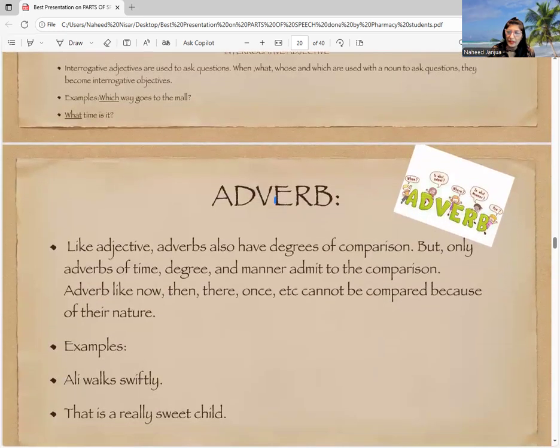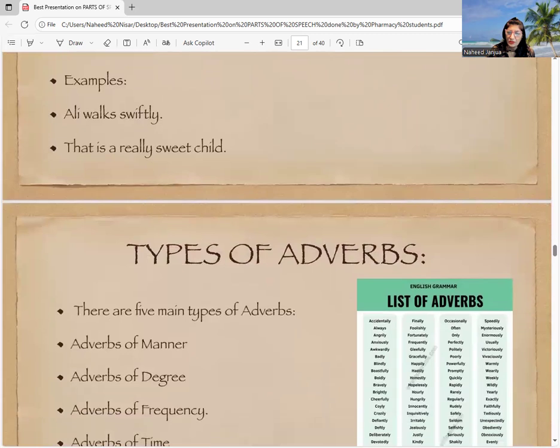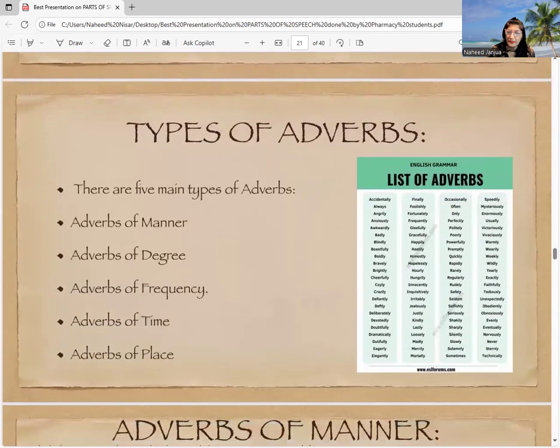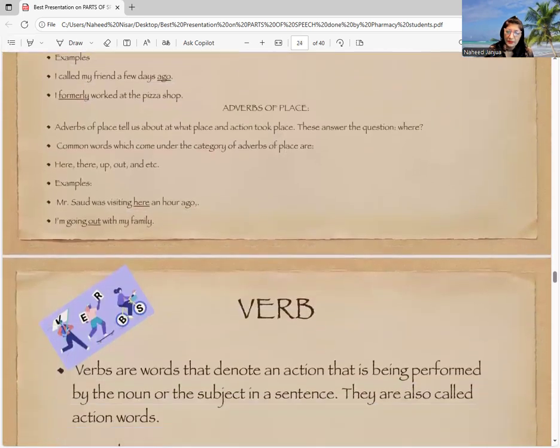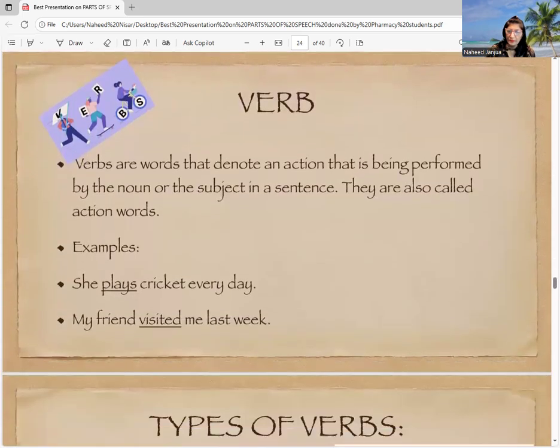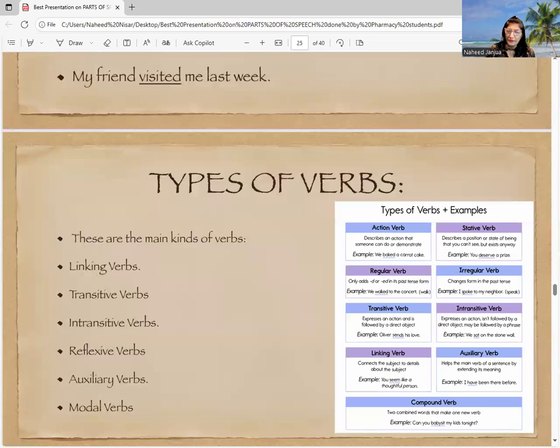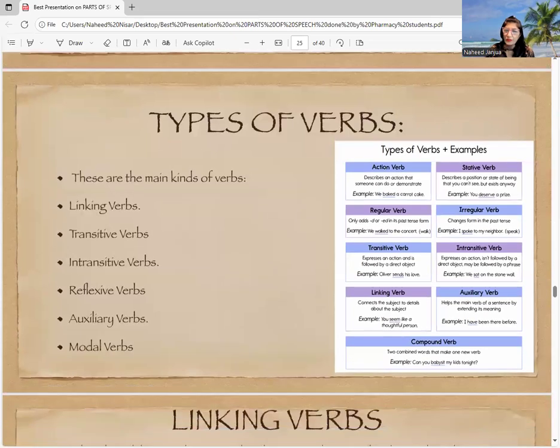Then there comes the adverb, with the definition, the types of adverbs, and then the examples: adverb of manner, adverb of degree, adverb of frequency, adverb of time, and adverbs of place. Then again, there are the examples. After that, they have covered the verb, and then there are the types of verbs as well. For example, linking verbs, transitive verbs, intransitive verbs, reflexive verbs, auxiliary verbs, and modal verbs.